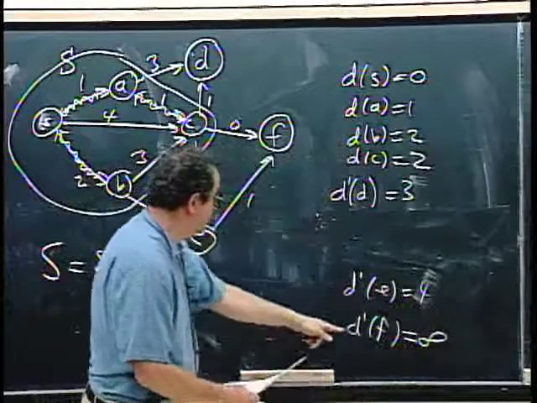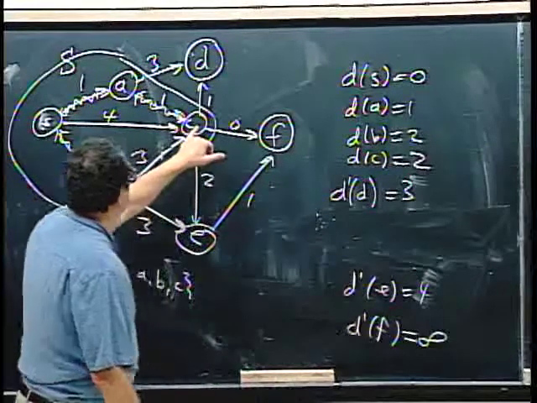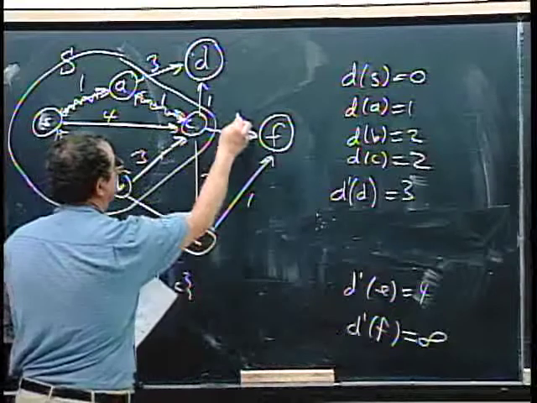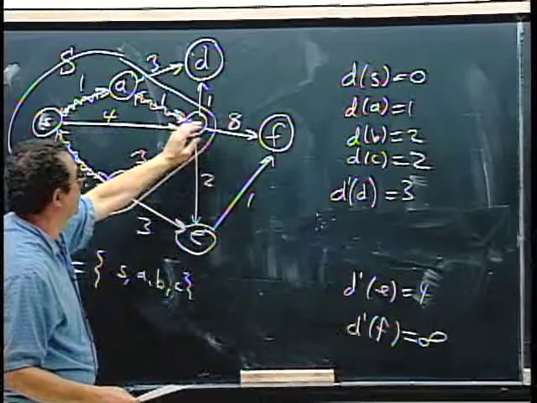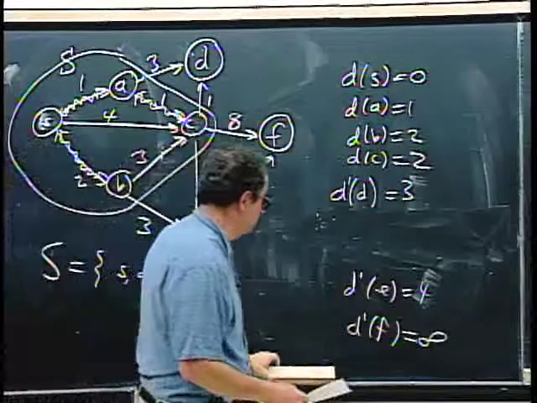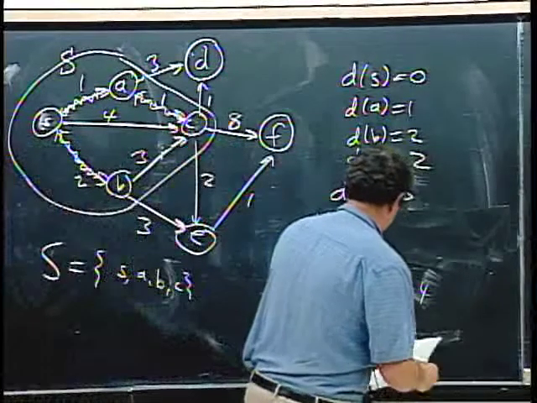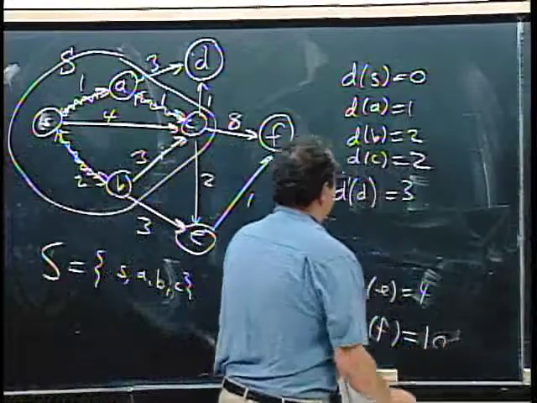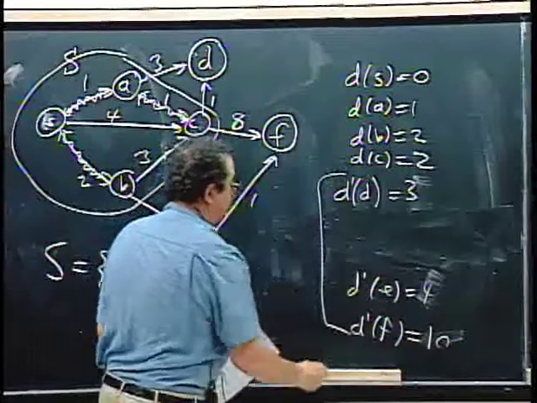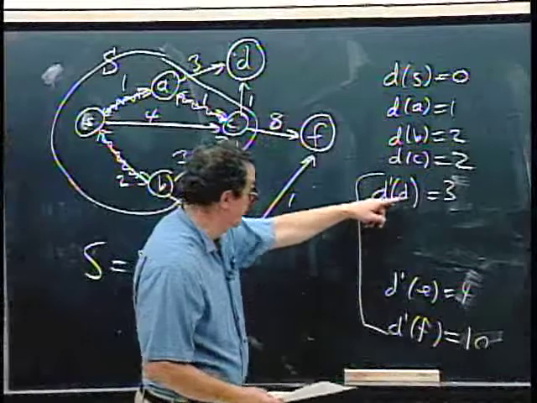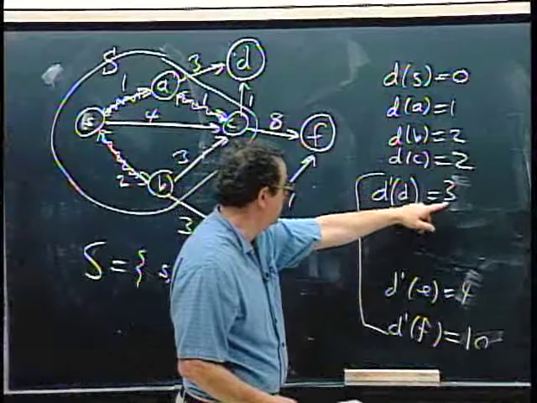Okay? And then D prime of F had been infinity. But now you can get from C, which has a D value of 2, plus 8, that makes it 10. Okay, so that changes. And then over all of the nodes that are not in capital S yet, we find the one with the smallest D prime value, which is 3.